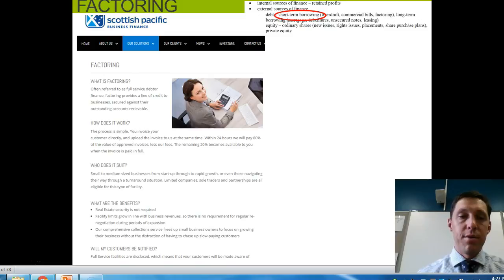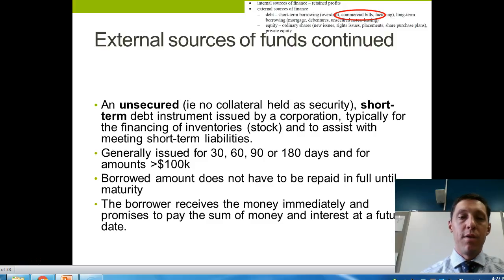In terms of factoring, here's just an organisation I found who does factoring. Like I said, it's the selling of accounts receivable, and there's some information there if you want to Google Scottish Pacific Business Finance. They're an organisation that do provide that service. Now, I've left commercial bills to last because they are generally the most confused type of short-term debt finance as an external source, and that students find this.